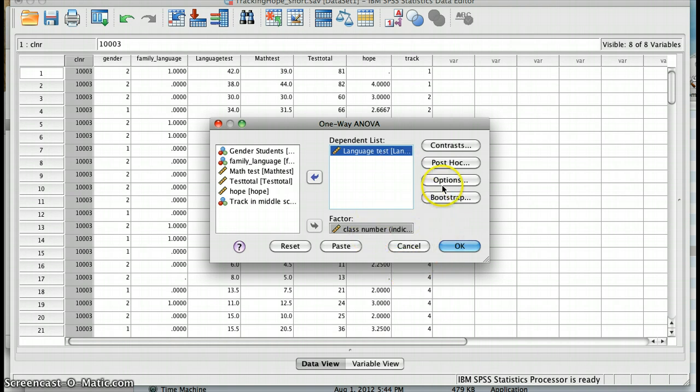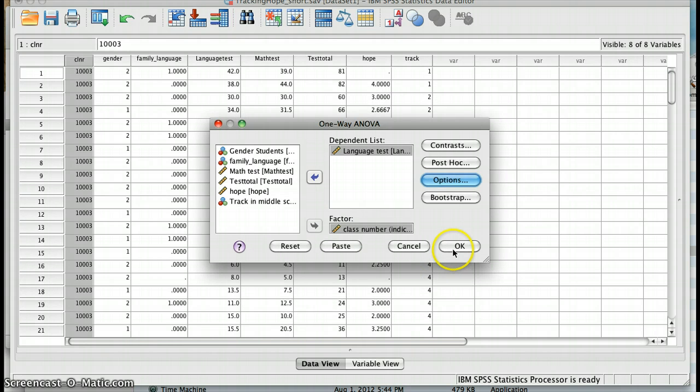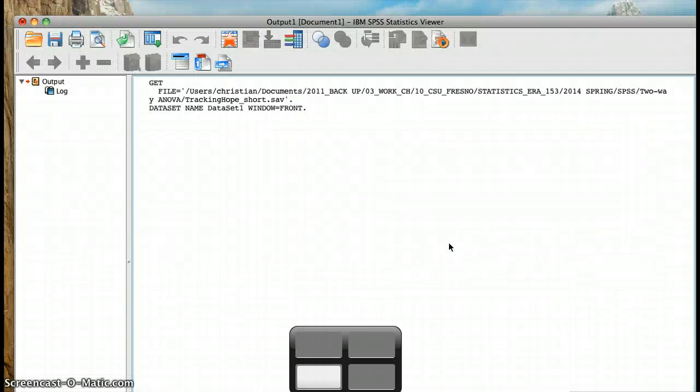And right here we're going to hit the options. We're going to ask for descriptives, and we're going to ask for the homogeneity of variance test. This checks if the variances are similar across the groups, right? If they're not statistically significantly different from each other. And we're also going to ask for a means plot. And hit OK.